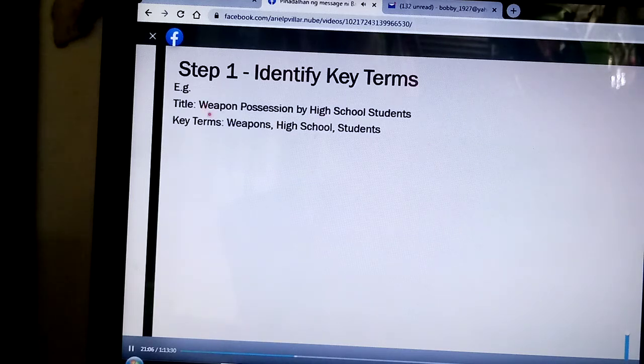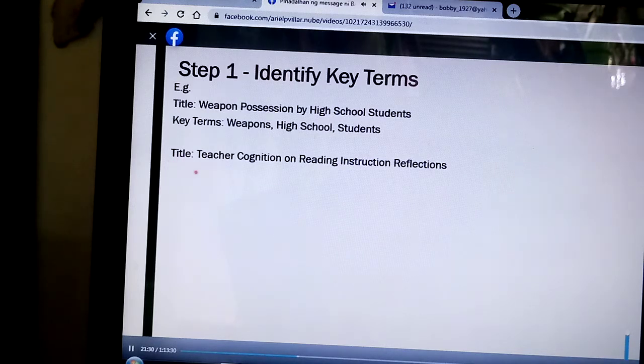So, if you have identified the key terms, these are the key terms that we have based on this title: weapons, high school, and then students. So, when you write your review of related literature, ang unang topic mo is weapon, followed by high school, followed by students. Let's have another example.